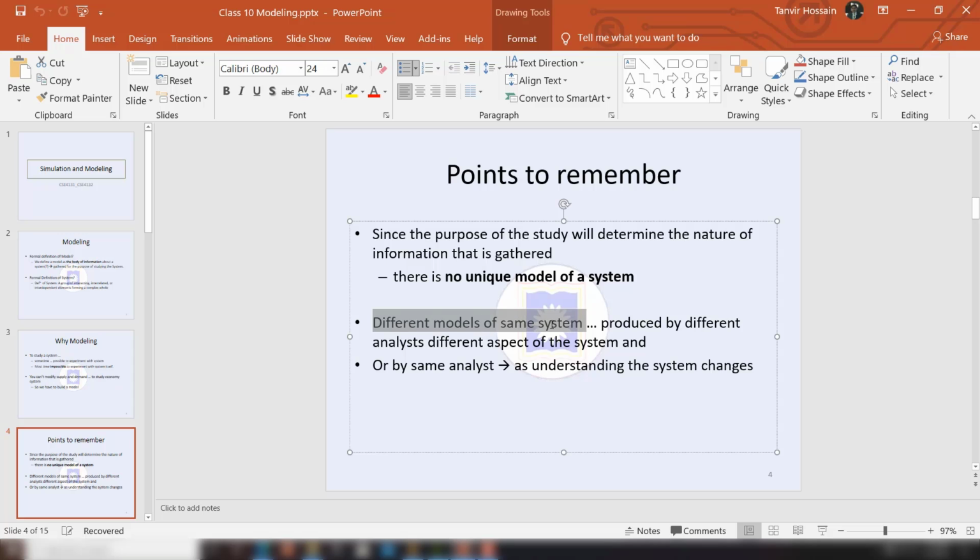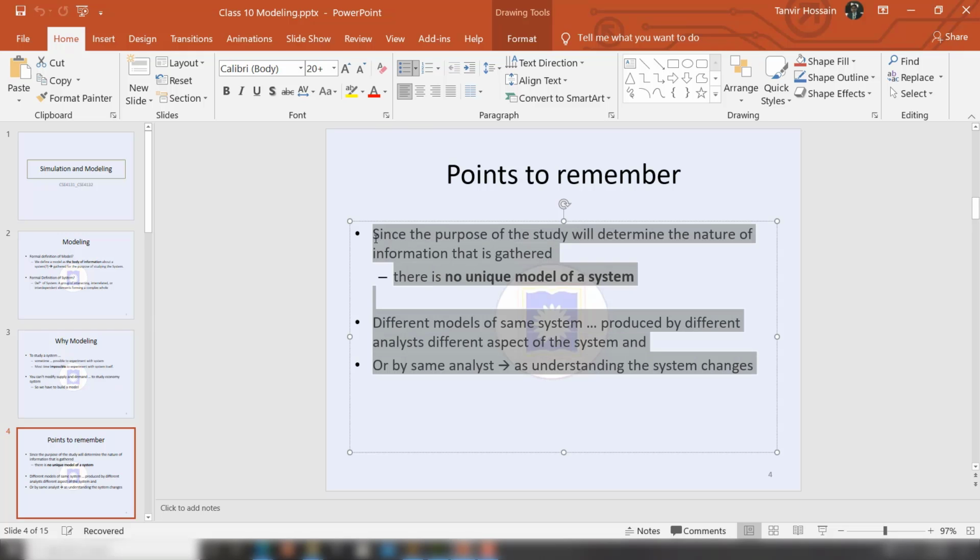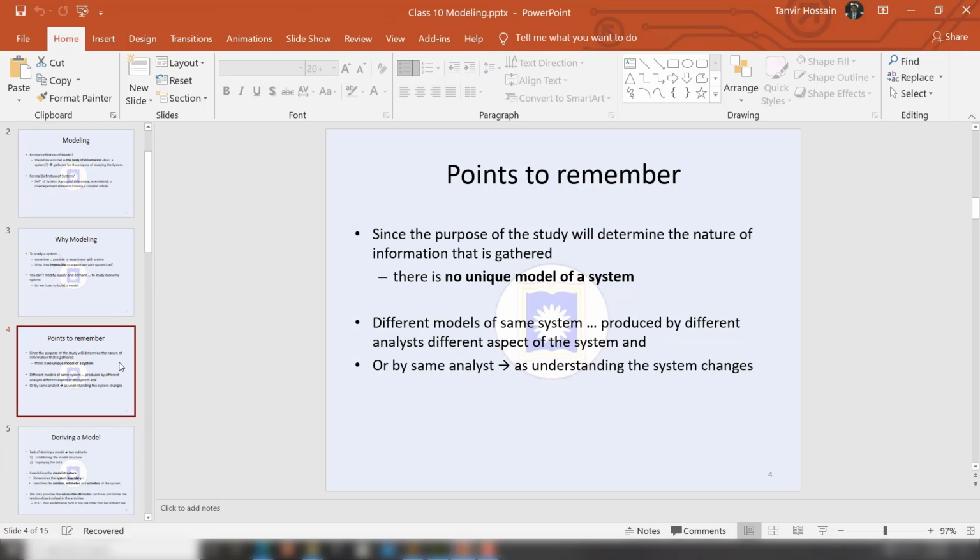Then different models of the same system may be produced by different analysts for different aspects of the system, meaning a different study might result in a different type of simulated system with different types of models on the same real world system. Also, the same analyst may change the whole model of a system that he or she is designing because the underlying understanding may have changed. So these 3 points are very important to remember regarding any kind of system modeling.